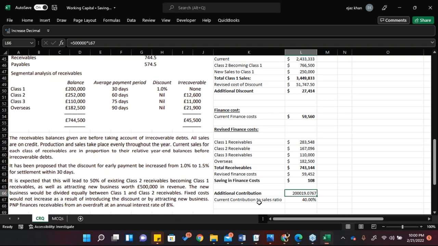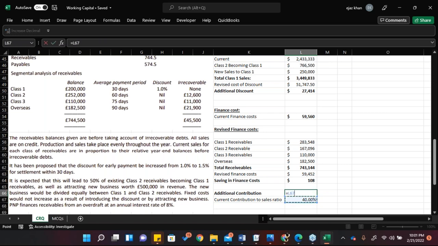So first of all, we need to find out the contribution to sales ratio. For this, we have to first subtract the variable cost from the total sales. 5242, that's the sales minus the variable cost. It will give us the contribution figure. And then the contribution figure has to be divided by the sales figure to find out the contribution to sales ratio. So it's 40%. So contribution to sales ratio is 40%.